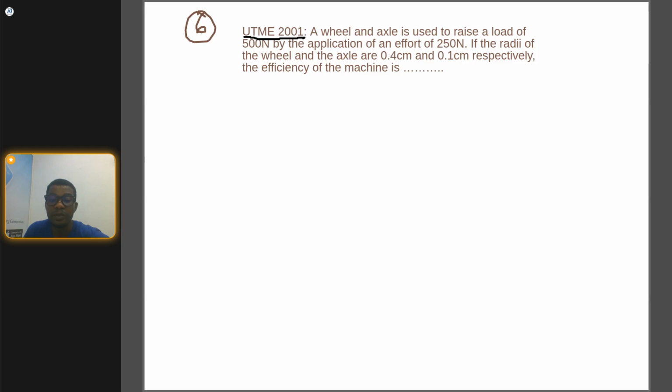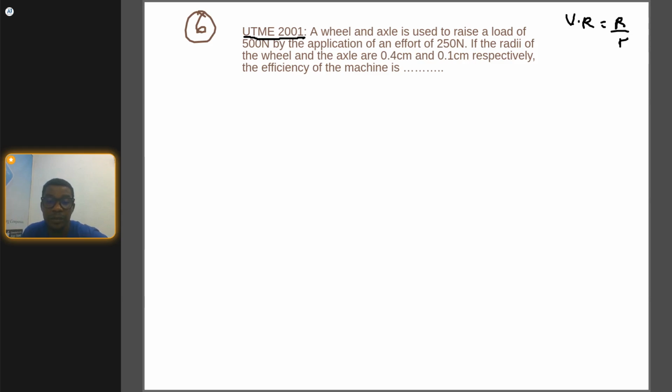A wheel and axle. So we are still working under axles and wheel. That is to say the velocity ratio will still remain capital letter R over small letter r. Take note of that. Under the type of machine, axle and wheel, the velocity ratio is capital letter R over small letter r.